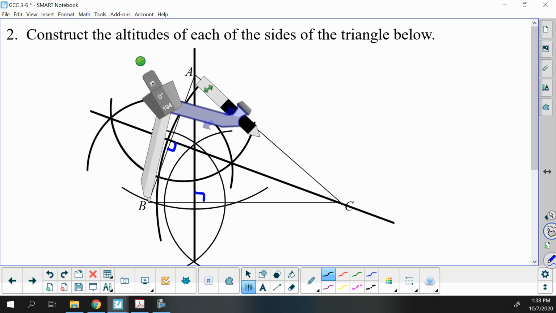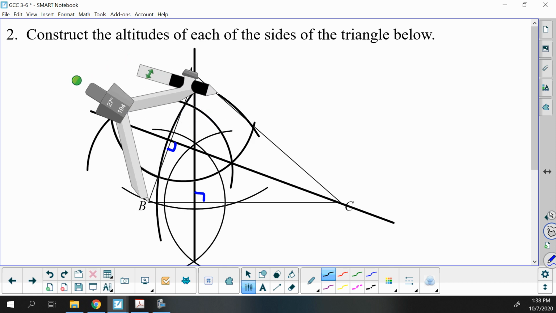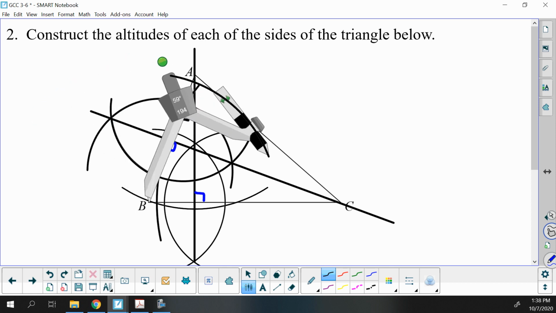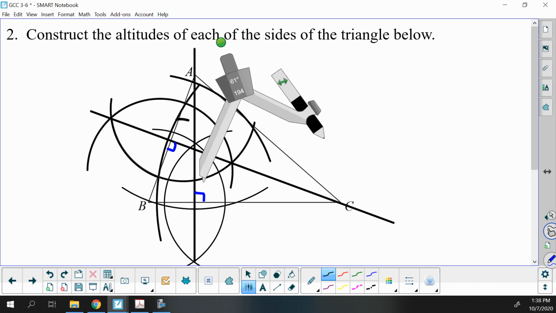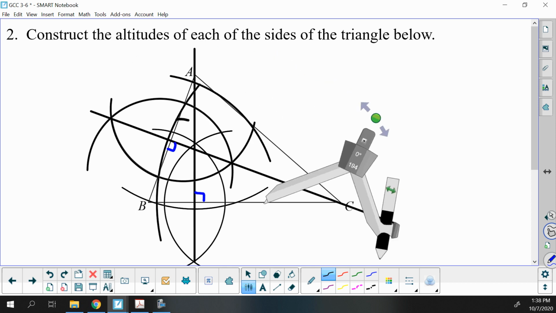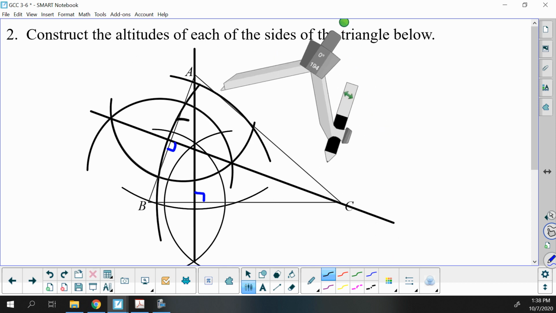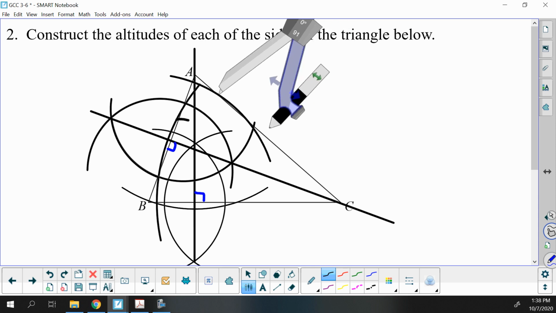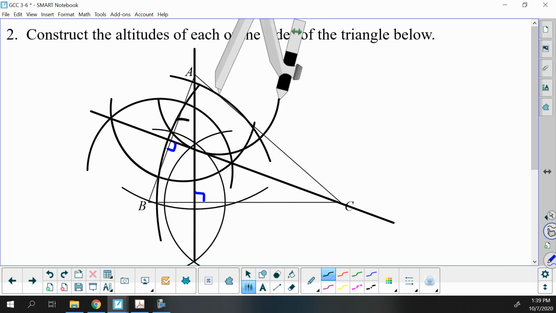And we need to extend it and do an arc that will hit the opposite side twice. Put your point on the intersection. Make sure your compass is over halfway. Swoop it up and swoop it down.